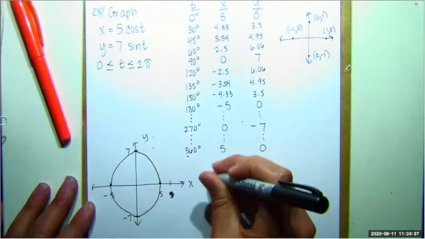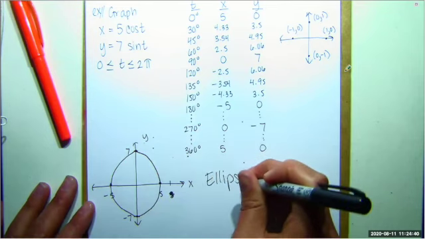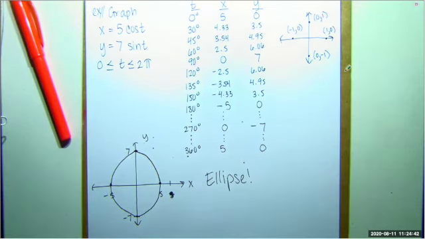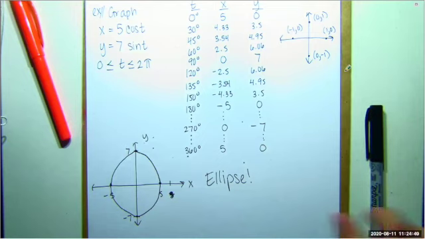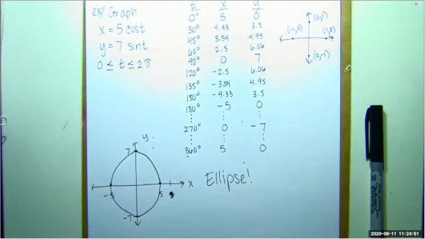And we get an ellipse. We'll come up with a rectangular equation in just a second as well.